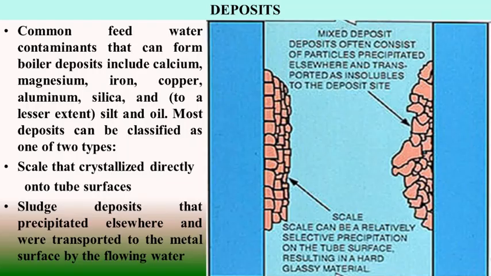Most deposits can be classified into one of two types: scale, that is crystallized directly onto the tube surfaces, and sludge deposits, that precipitate elsewhere and are then transported to the metal surface by the flowing water and get deposited. Deposits typically found in a boiler include calcium and magnesium salts like carbonates, phosphates and sulfates. There may be silica deposits and iron oxides.